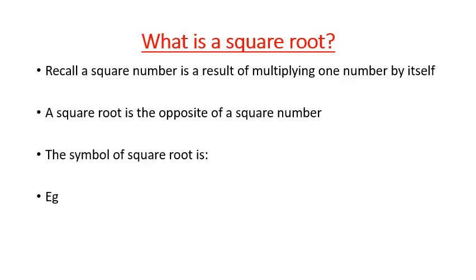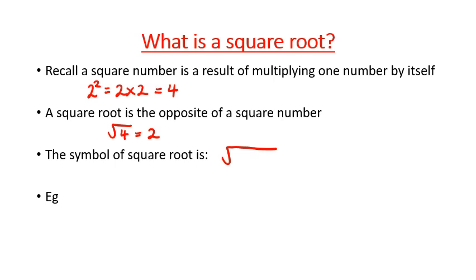Well, if you can recall that a square number is the result of multiplying one number by itself. An example of that would be 2 squared, which is in fact 2 times by itself. A square root is actually the opposite. So we know that 2 times 2 is 4, or 2 squared is 4. Therefore the square root of 4 is actually our original number, 2. Okay, the symbol for a square root is this.